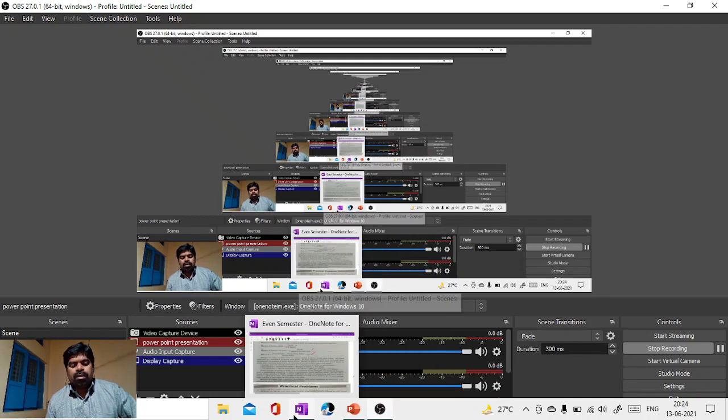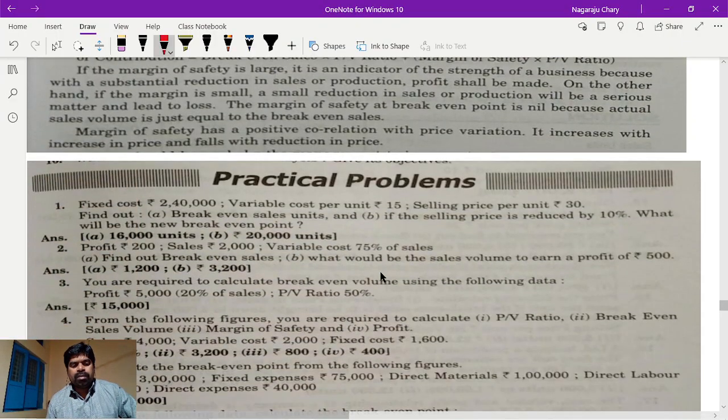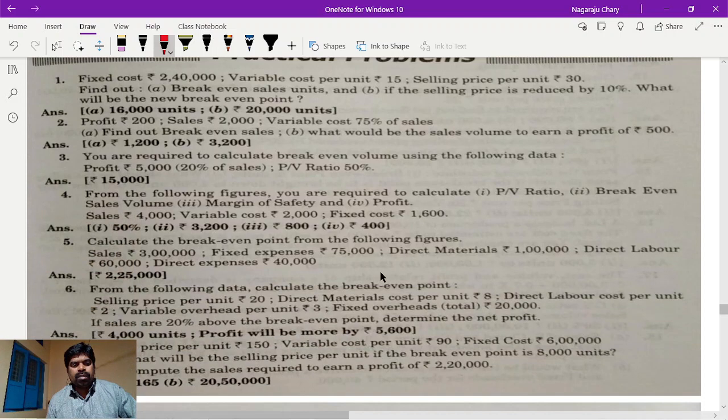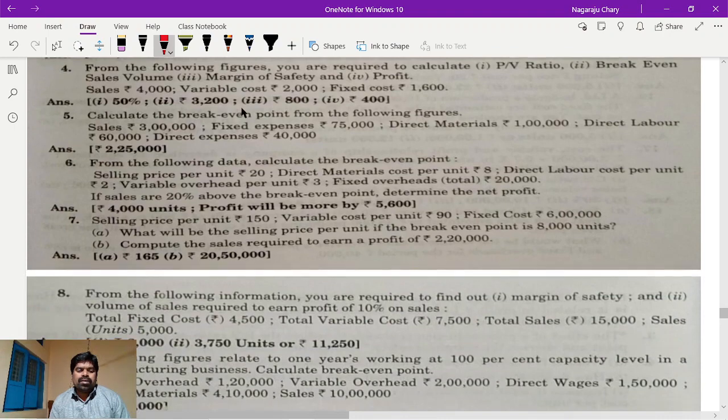So let us see some of the problems. Here you see fixed cost is given as 2 lakhs 40,000, the variable cost per unit is given as 15 rupees per unit, and the selling price per unit is given as 30 rupees. Find out the break even sales in units, and if the selling price is reduced by 10%, what will be the new break even point? So this is the problem. Let us see the solution.